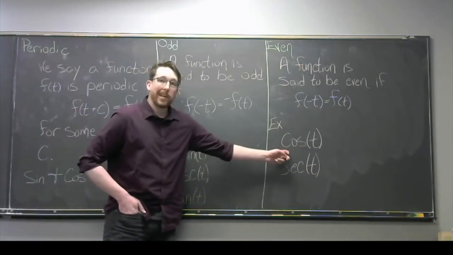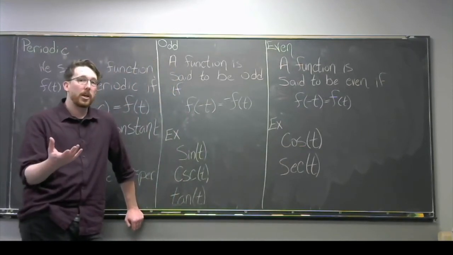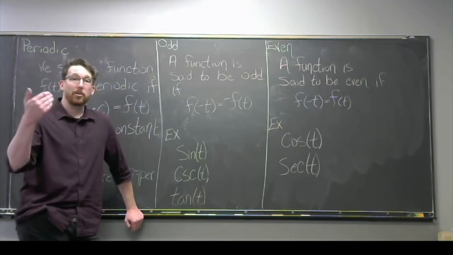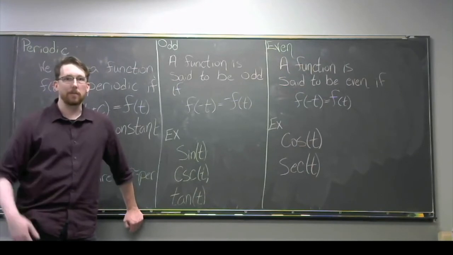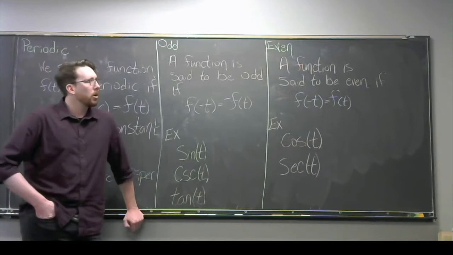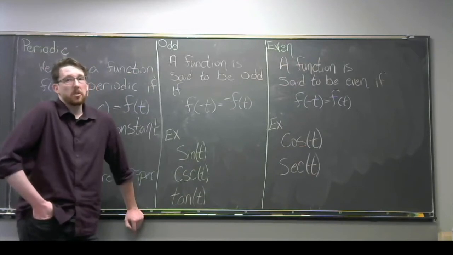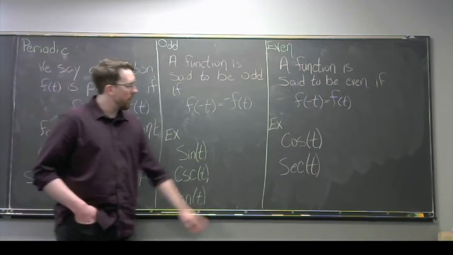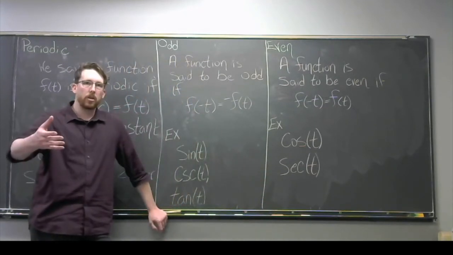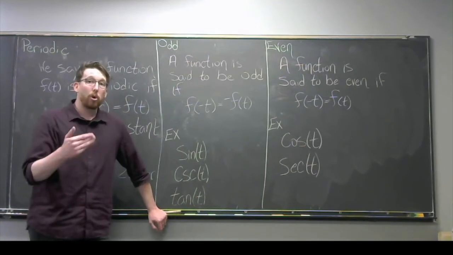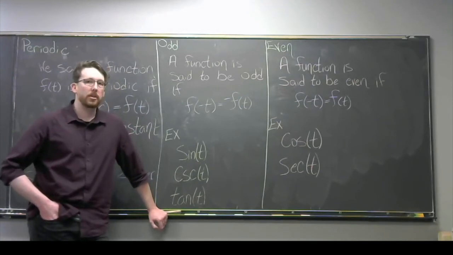Finally, even. We say a function is even if that function applied to the negative variable comes out to be equal to that function on the variable itself. So if f of negative t is equal to f of t, then the function's even. Cosine and secant are examples of even functions. If I took cosine of t, that is equal to cosine of negative t. This is what it means to be an even function.